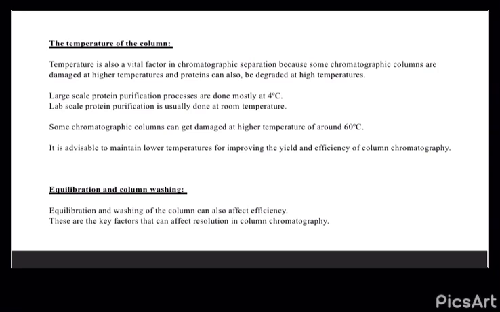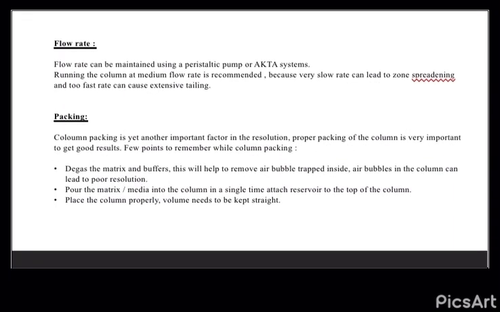Equilibrium and column washing is another factor that affects the column efficiency. Then comes the flow rate. Flow rate can be maintained using a peristaltic pump or an AKTA system. AKTA system is a preparative chromatographic system for laboratory scale protein purification. So a flow rate can be maintained using any of these two systems. Running a column at a medium flow is recommended because a very slow rate can lead to zone spreading and too fast can lead to extensive tailing.